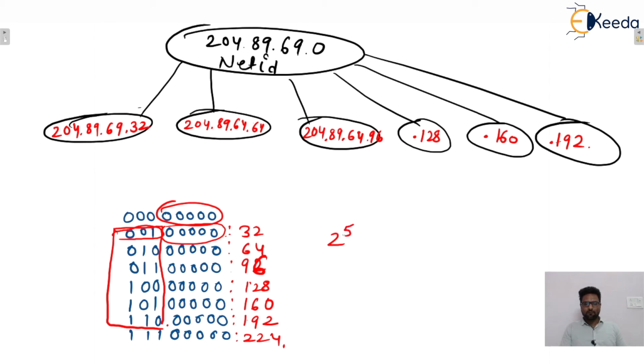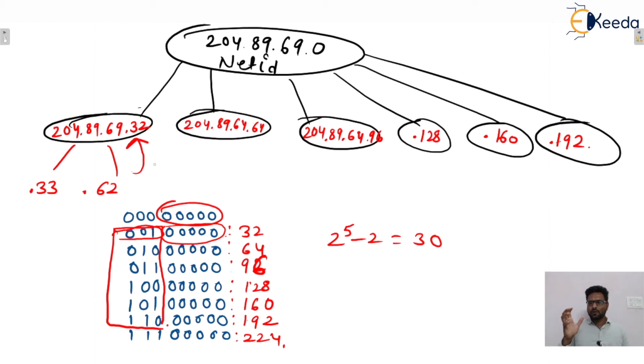Here 2 raised to power 5 minus 2, that is 30. So these hosts will be, I'm writing only the last octet, 33 to 62, isn't it? Now .63 will be the DBA for this subnet. For the DBA, in the network ID, put all host bits equal to 1. Similarly, in the subnet also, put all host bits equal to 1. Then we will get the DBA.